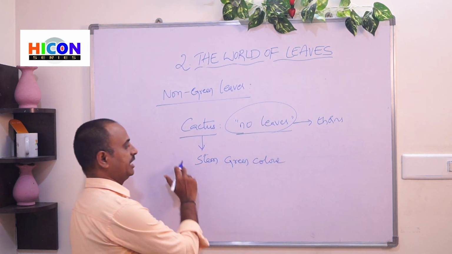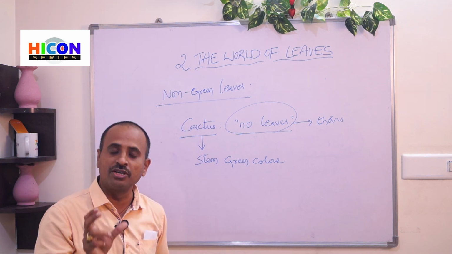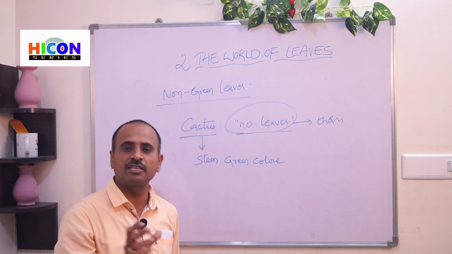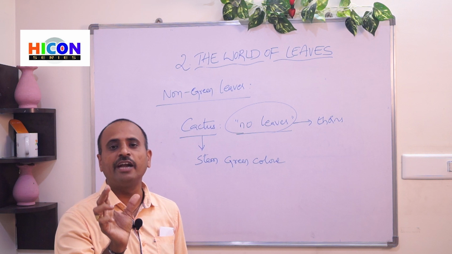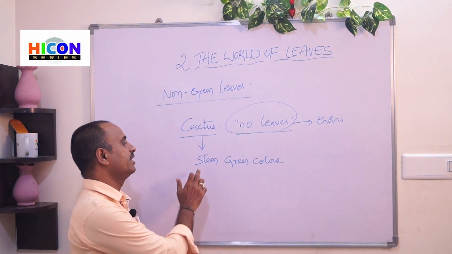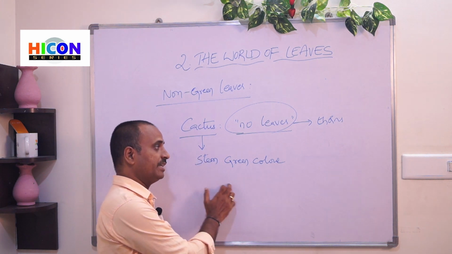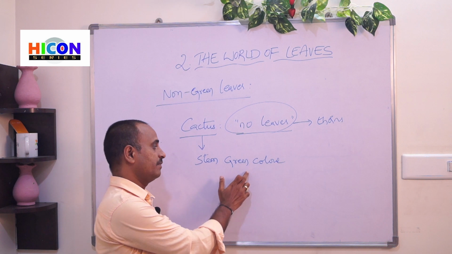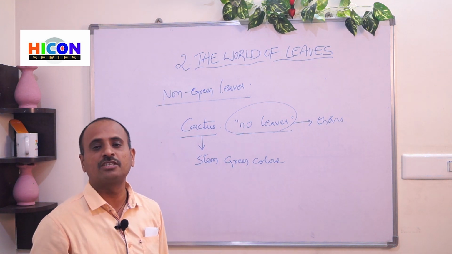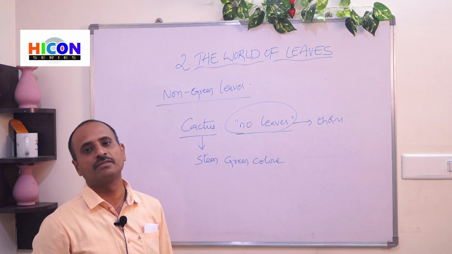That's why the stem prepares the food in cactus plants and stores the food in the stem. That's why the stems of the cactus plants are very thick and strong, because the food is stored in their stems, because the stem prepares the food, because the stem is green in color. That's why the stem prepares and stores the food, and the stems of the cactus plants are very thick and strong.